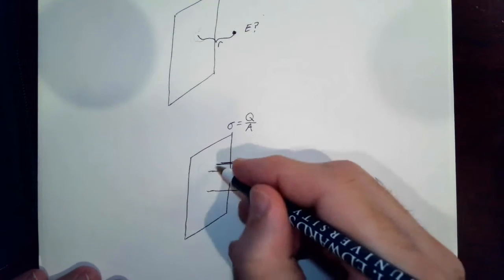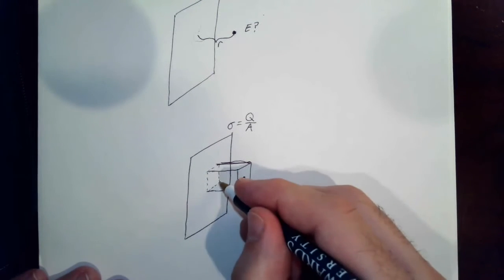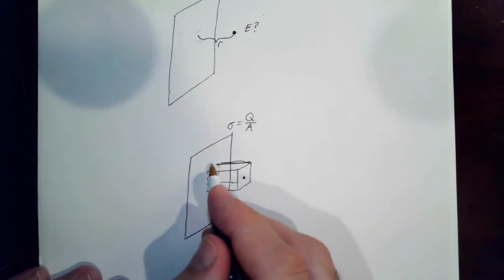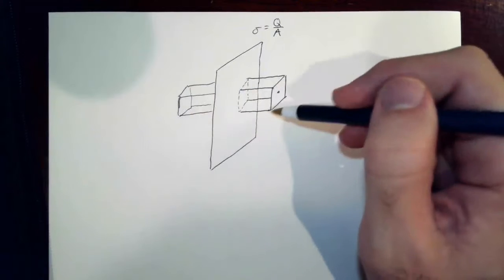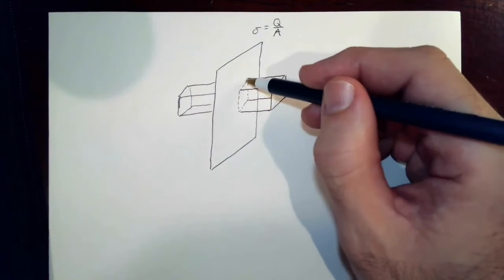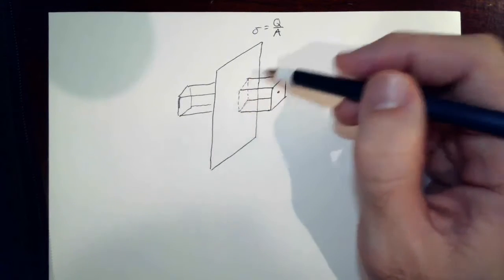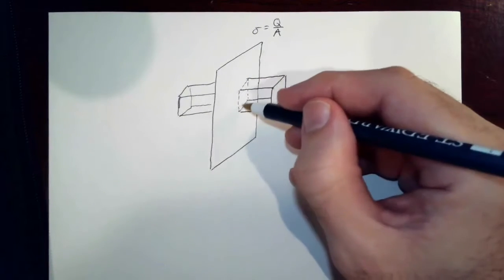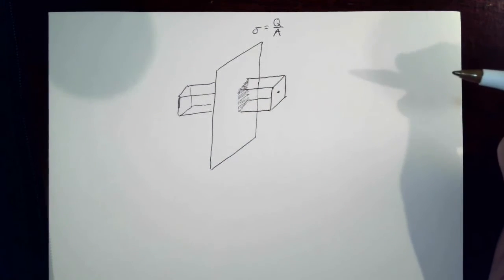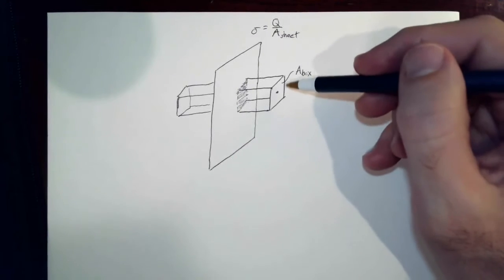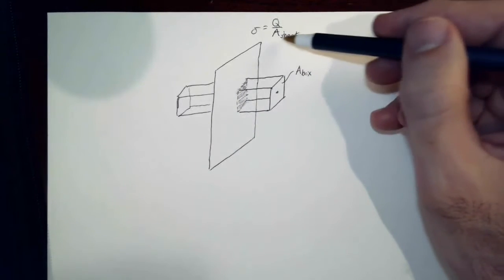So if this box goes through the sheet here and comes out the other side. Okay, so here's my Gaussian surface. It's this rectangular box that includes a piece of this charged plate, a rectangular piece of this charged plate. So that's the only charge that is contained inside this box, is this piece of our uniformly charged sheet. So let's say this box has an area A box, not to be confused with the area of the sheet, which I'll call A sheet.